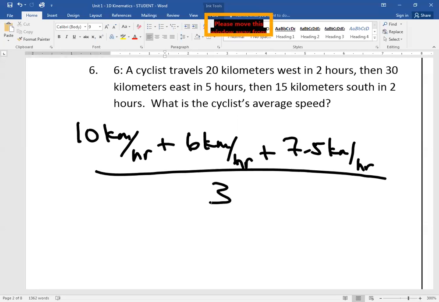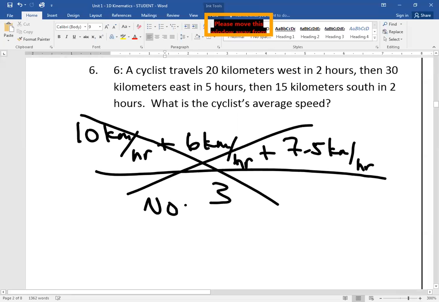What's wrong about it? I got average speeds for the 3 intervals and I averaged them. No.